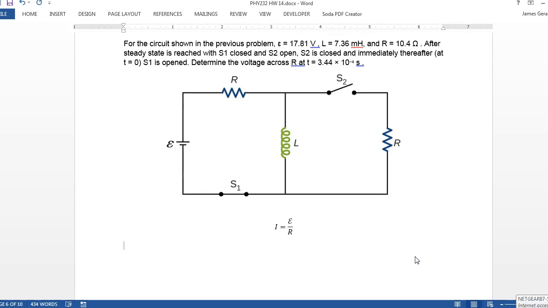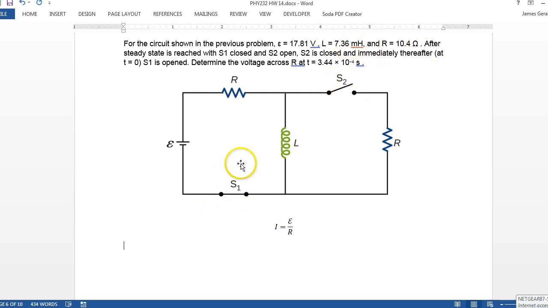So we have this RL circuit here, and after it reaches steady state, the current that's going to be flowing around this circuit in this direction is just going to be the EMF over the resistance, because after a long time this inductor looks like a short. Now at time t equals 0, we're going to close this switch and simultaneously open S1.